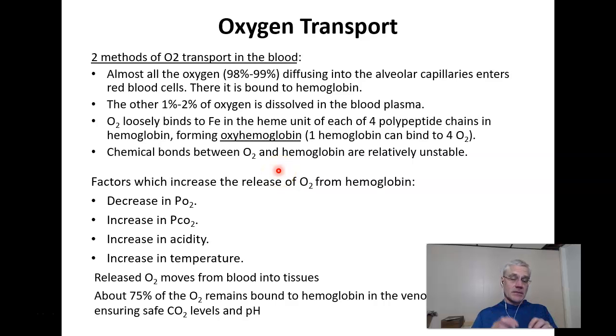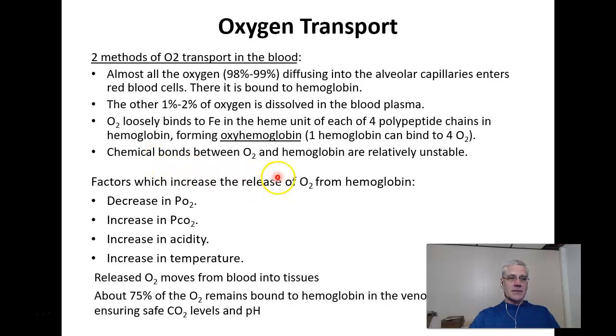And remember, hemoglobin has 4 subunits. One molecule of hemoglobin has 4 subunits, and each one of those subunits can hold one O2 molecule. Right, so it can hold 4 O2 molecules. 4 oxygen molecules. One molecule of hemoglobin.